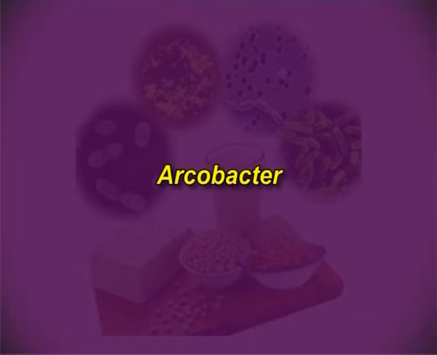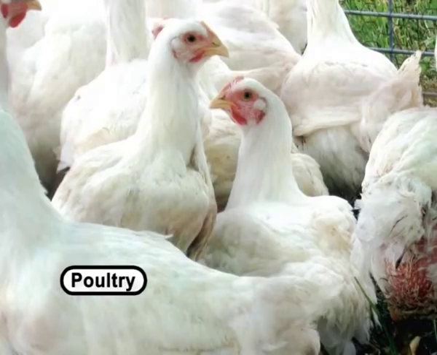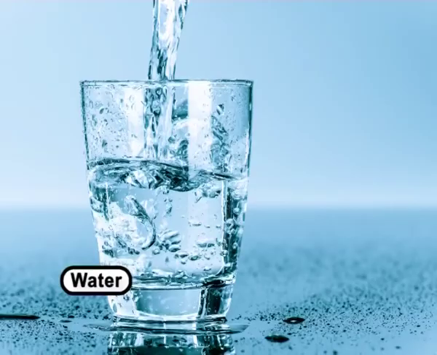Arcobacter. They are gram-negative curved or S-shaped rods that are quite similar to the Campylobacters, except they can grow at 15 degrees Celsius and are aerotolerant. They are found in poultry, raw milk, shellfish and water, and in cattle and swine products.